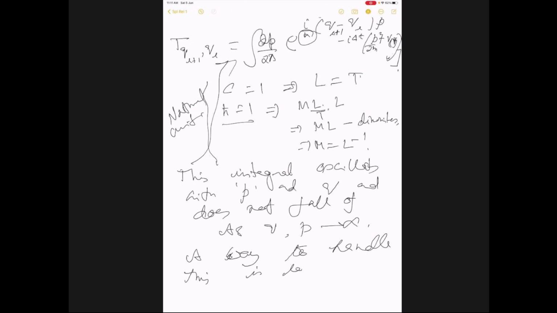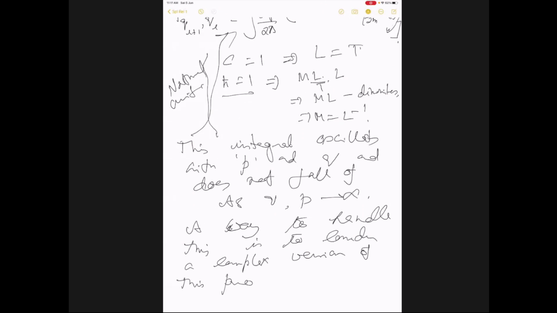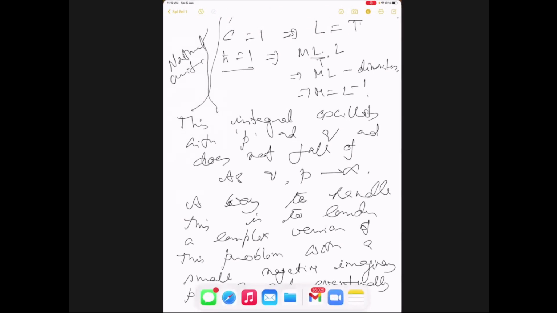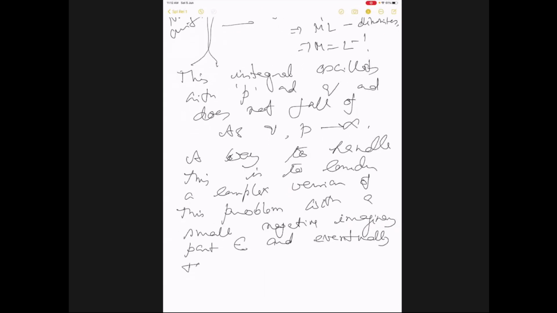is to consider a complex version of this problem, with a small negative or positive imaginary part, epsilon, and eventually taking the limit.